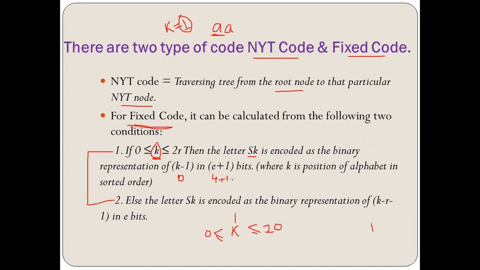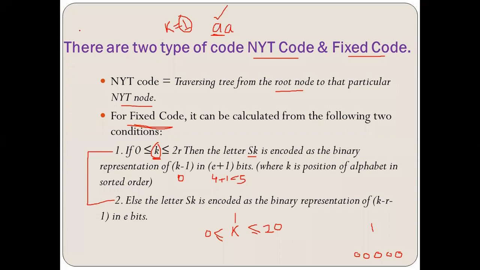So how will I encode this particular SK? A will be encoded as the binary representation of 0 in 5 bits. How can I represent 0 in 5 bits binary? I'll encode 0 as 0, 0, 0, 0, 0. This is the representation of binary 0 in 5 bits, and this is what I am going to encode for A.